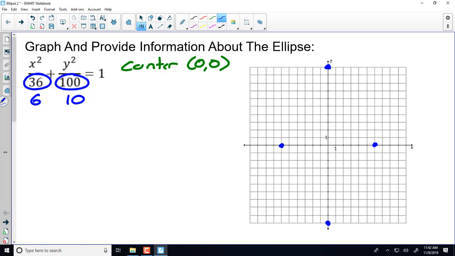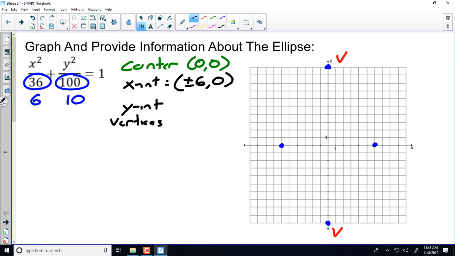And the endpoints of your major axis are also called your vertices. So let's go ahead and say that our x-intercepts are going to be at plus or minus 6, 0. And our y-intercepts, which are also our vertices, because it's the endpoint of the major axis, are going to be 0, plus or minus 10.